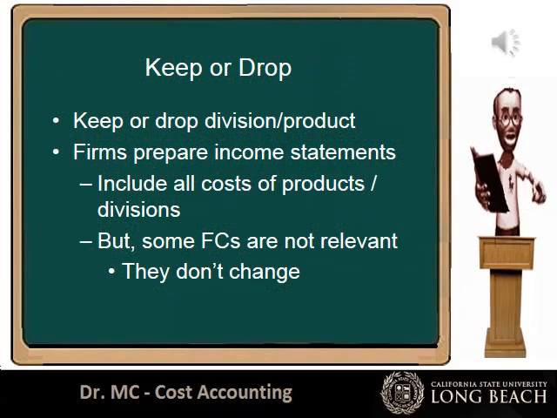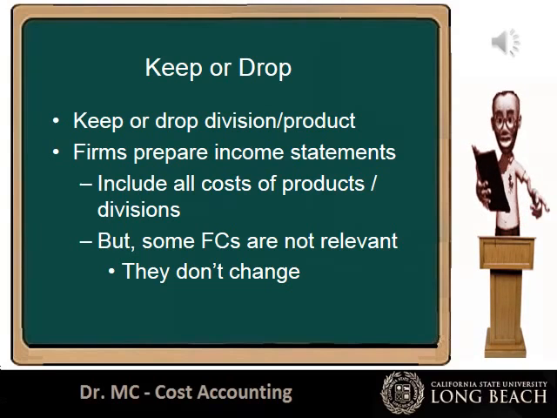With keep or drop a product type questions, you will probably see an income statement that shows that a product or a division is losing money, and you will be asked whether you should drop that product. What you have to remember is that you should only consider relevant revenues and costs. Revenues and variable costs exist if you keep a product and disappear if you drop a product. Therefore, revenues and variable costs are usually relevant and need to be considered.